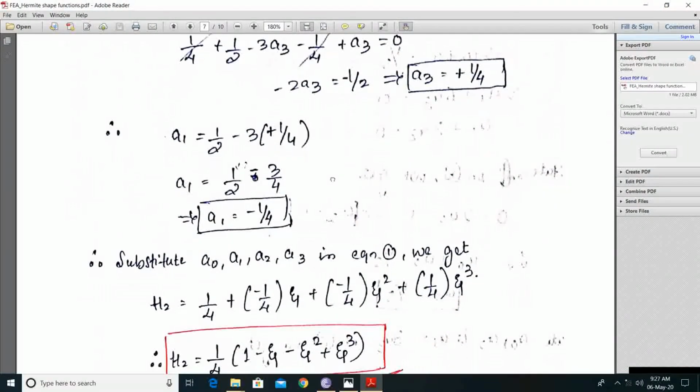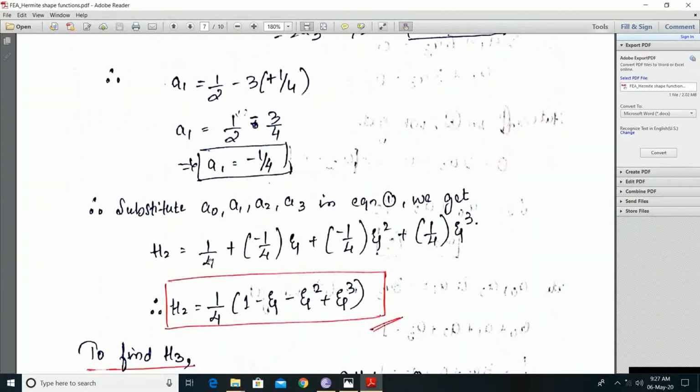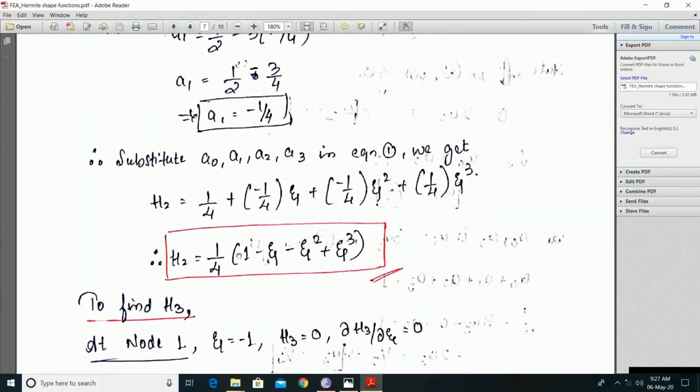Then once you get a3, substitute that in equation F, and then you will get a1 as 1 by 4. Once you get the values of a0, a1, a2 and a3, substitute all the values in equation 1. So in place of h we will be writing h2. You will get h2 equal to 1 upon 4 times 1 minus xi square plus xi cube.